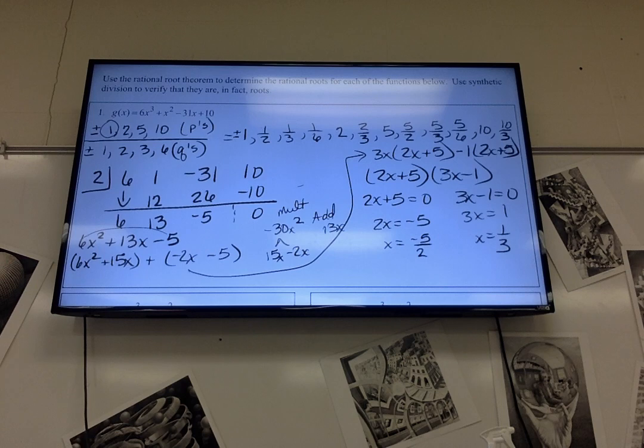Now look back at your picture once you get those and make sure that makes sense. Negative 2.5, that's 5 over 2. Yeah, that looks like it's halfway between negative 2 and negative 3. And 1/3, yeah, it's crossing somewhere between 0 and 1. So 1/3 is as good as any others. So our roots are x equals 2, x equals negative 5 over 2, and x equals 1/3.